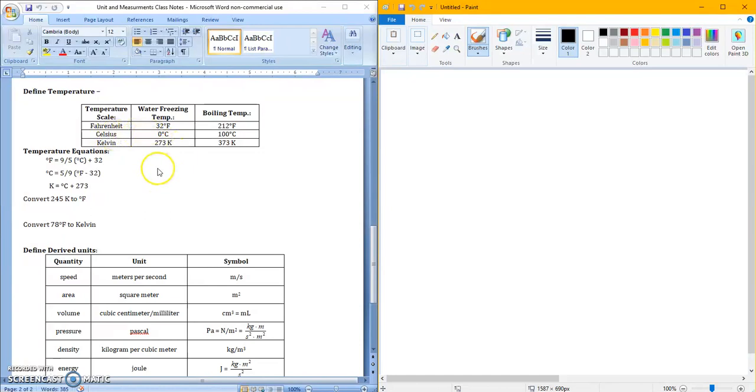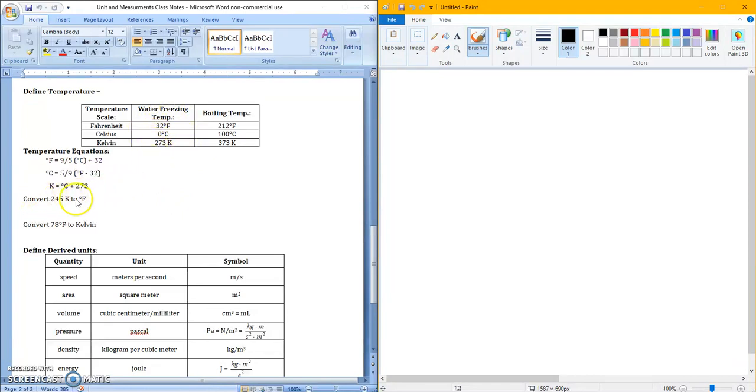Celsius is based off of water. Water freezes at 0 degrees Celsius and boils at 100 degrees Celsius. So they picked those two numbers using water, and that's what Celsius is based on. Over here are my conversion techniques to get from one to another. If I give you a measurement in Kelvin, and I need to know what it is in Fahrenheit because I live in America, I'm going to have to be able to go through this.